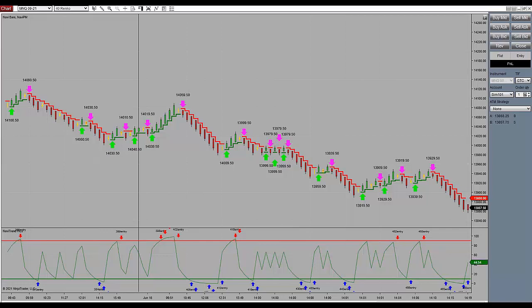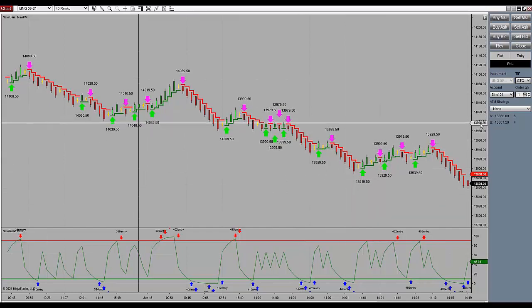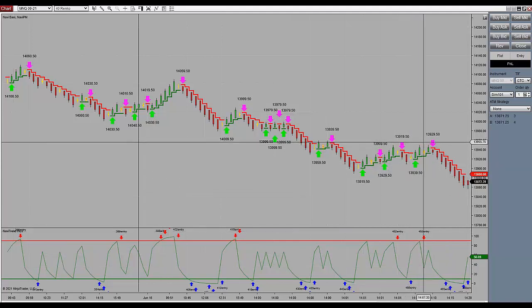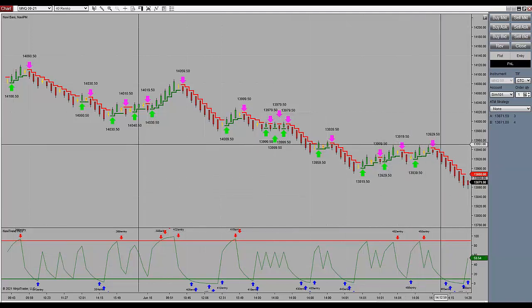All right, so one big benefit of our charts is the charts will tend to keep you in a trade for the bigger move. All right, so at last signal 13,929.50.